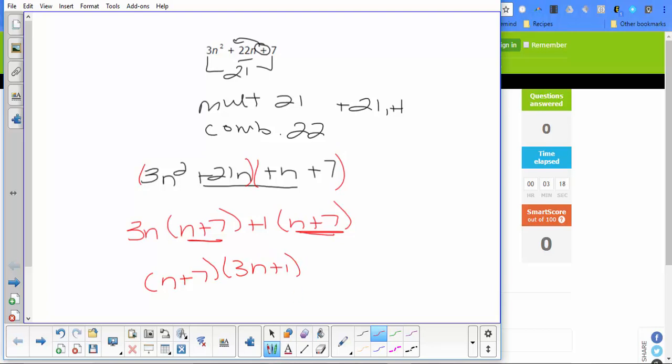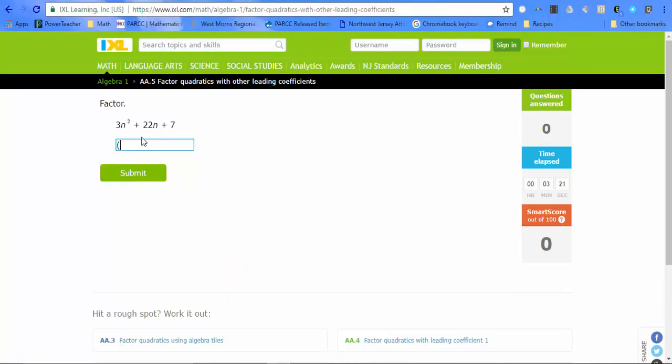So we'll go back to IXL and put in our answer. So we had 3n plus 1 times n plus 7. And we're right, and they gave us another one.